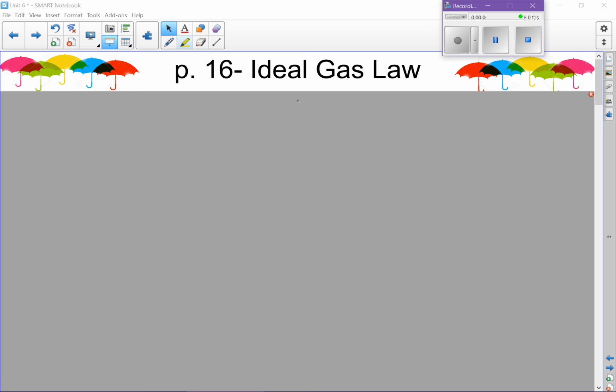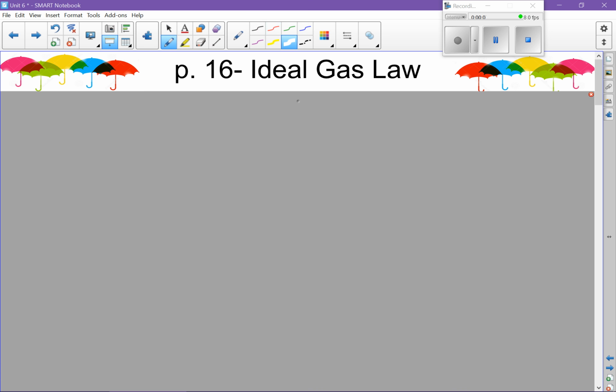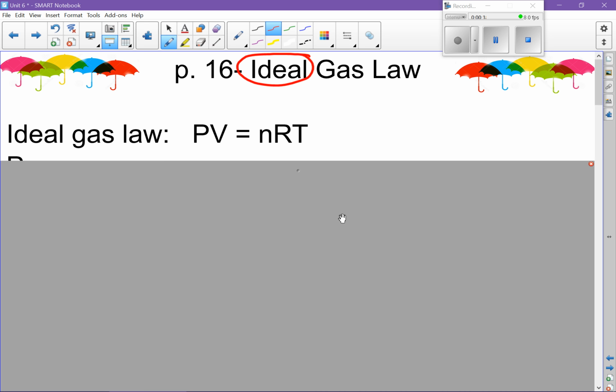Hi guys, today you're going to learn your next gas law, which is called the ideal gas law. You'll notice that it has this word ideal in it. And remember, ideal means that it's a perfect gas. So here's the law, here's the equation. It's PV equals nRT.